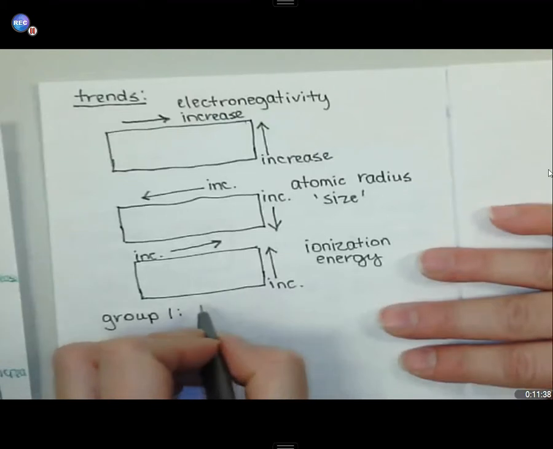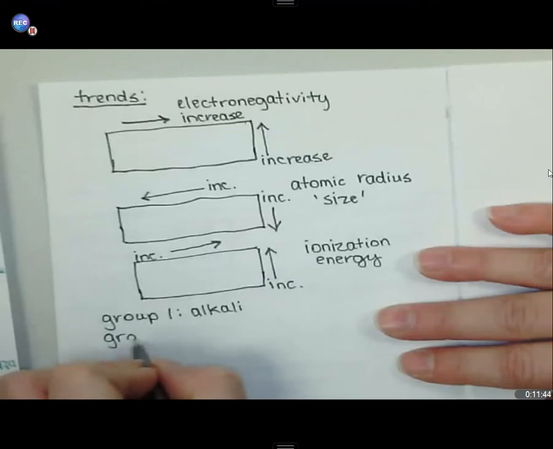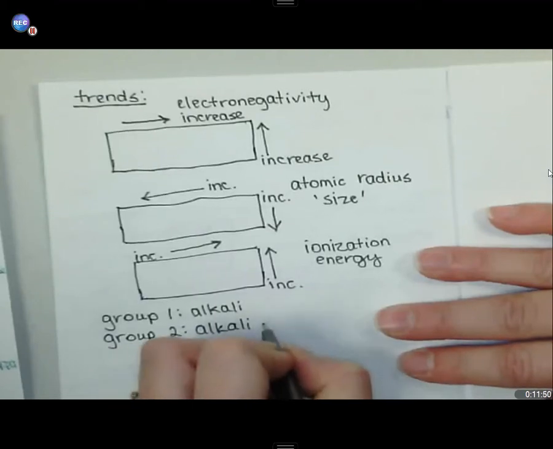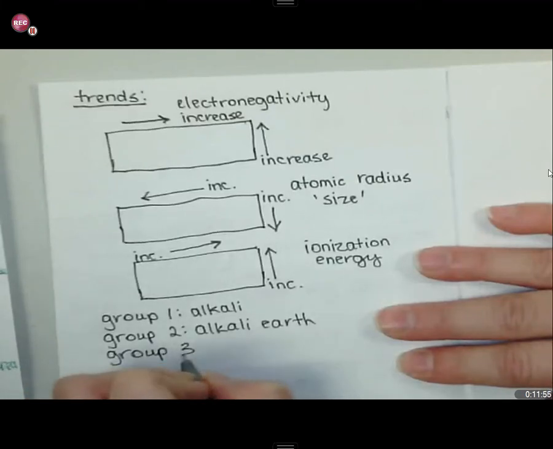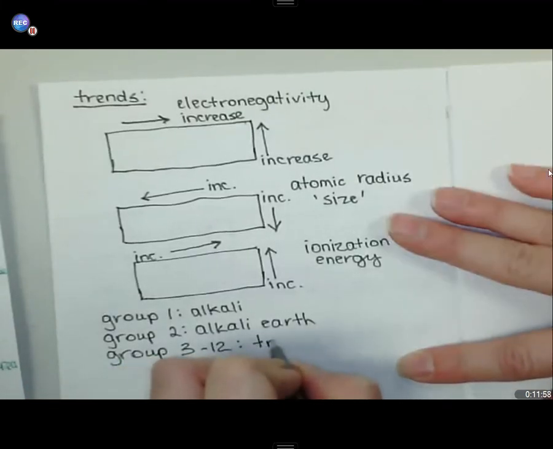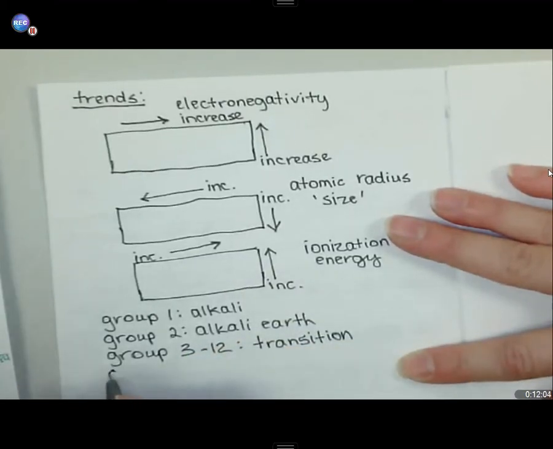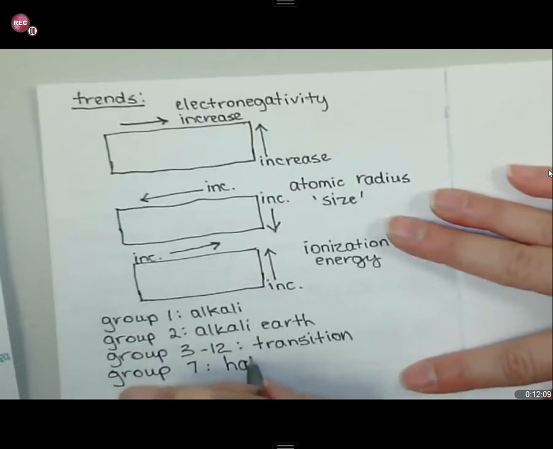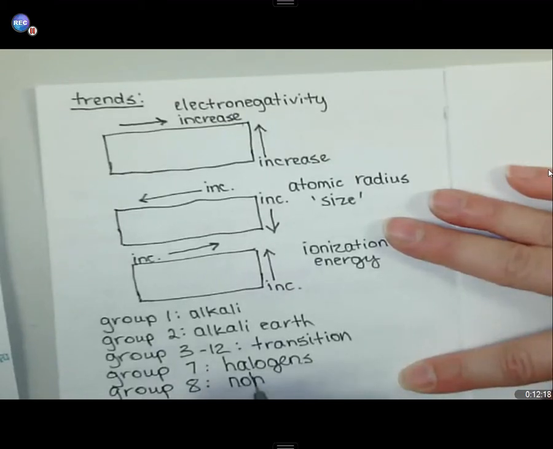And while we're here, group 1 of the periodic table are the alkali metals. Group 2 are the alkaline earth. Groups 3 through 12, transitions. Group 7 are the halogens. And group 8 are the noble gases, or inert.